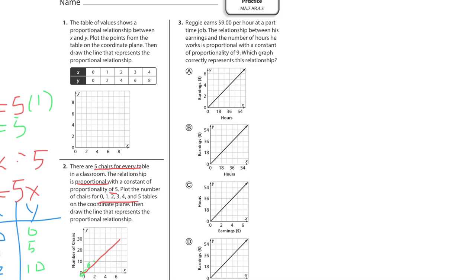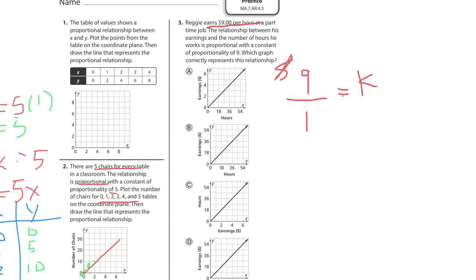Okay, graph number 3. It says Reggie earns $9 per hour at a part-time job. The relationship between earnings and the number of hours is proportional with a constant of proportionality of 9. Which graph correctly represents this relationship? So we know she earns $9 per hour. This is going to be the constant of proportionality, which is k.